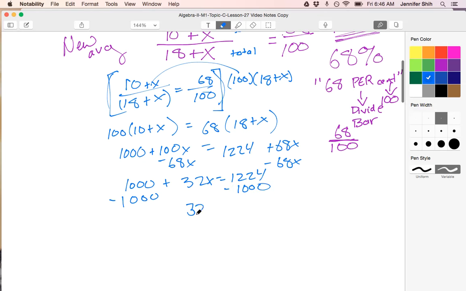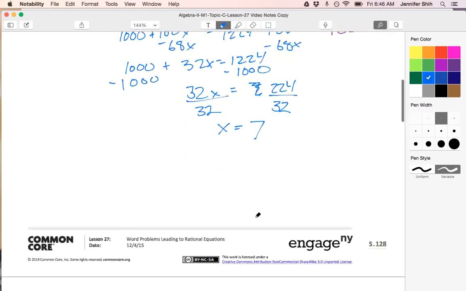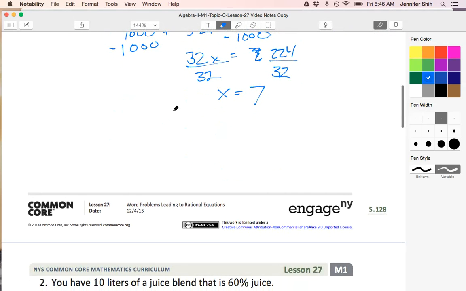Oops, forgot my x. Okay. X is equal to 7, but it's not really that helpful unless we have context to what that 7 means in the problem, because then we can also check that our answer makes sense.